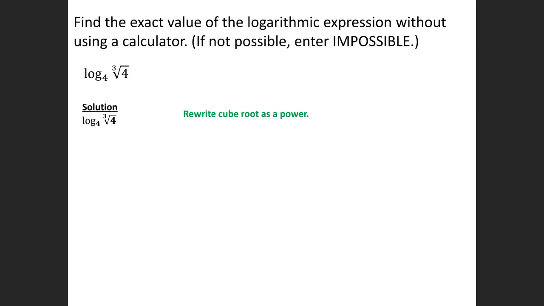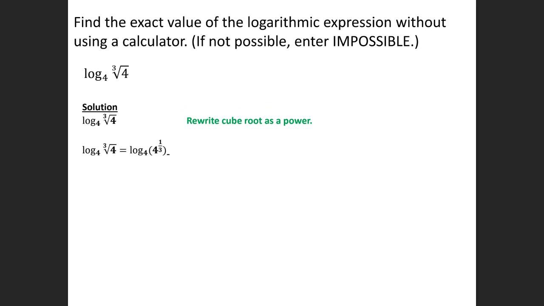It says find the exact value of the logarithm expression without using a calculator. Not a problem. So first, let me rewrite this cube root to demonstrate that it's part of an exponent. That way I'll be able to use what's called my power rule.